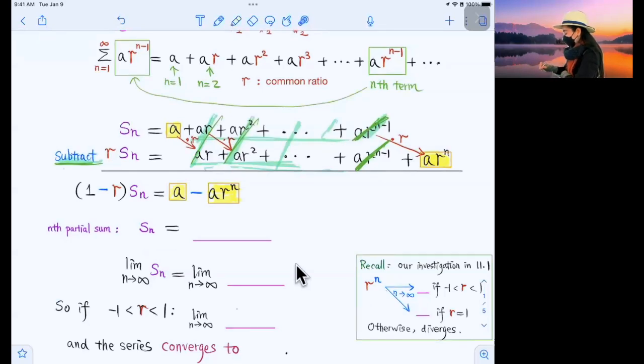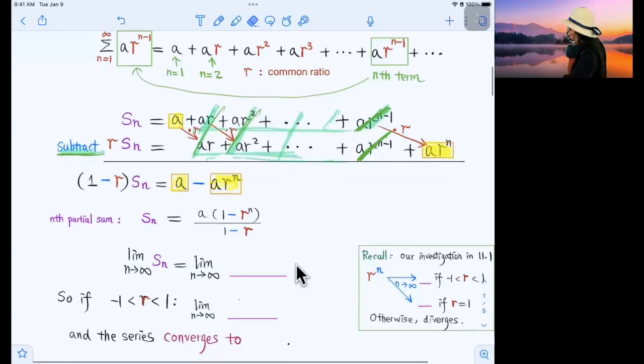How do we solve this? You can divide both sides by 1 minus r. This is the n partial sum. That means it's the sum of the first n terms.